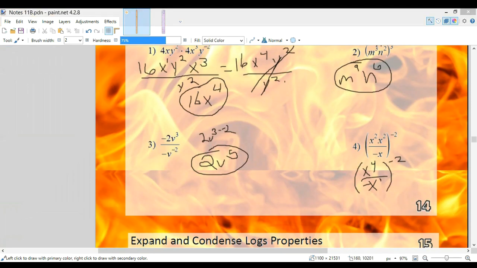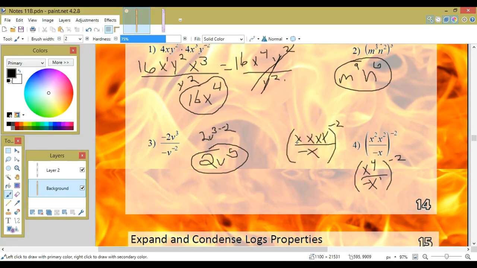If we expanded this, it would look like this, and we would cancel out one of the x's. So now we have negative x to the 3rd power, because there's 3 x's left, to negative 2. So we have a negative exponent, so we're going to flip the fraction, and now it turns into a positive 2. Negative 1 squared is 1, and x cubed to the 2nd power is x to the 6th power. That's it. That's our simplified expression.